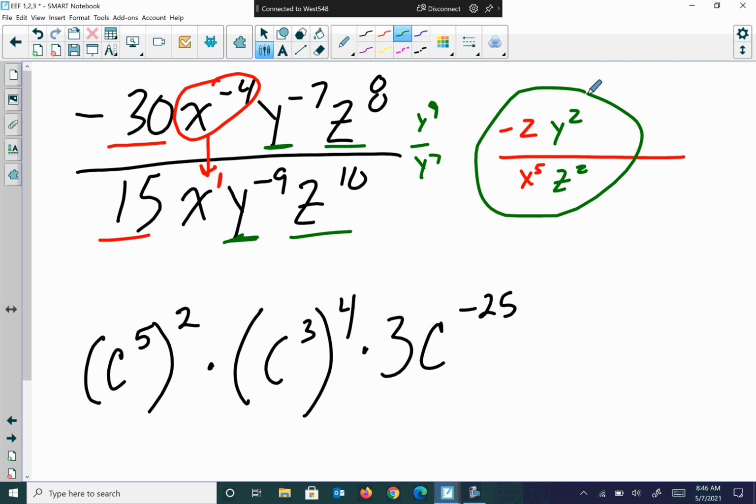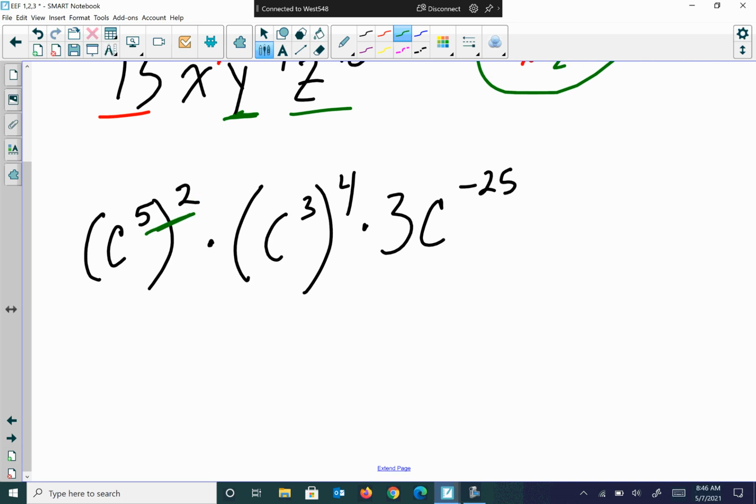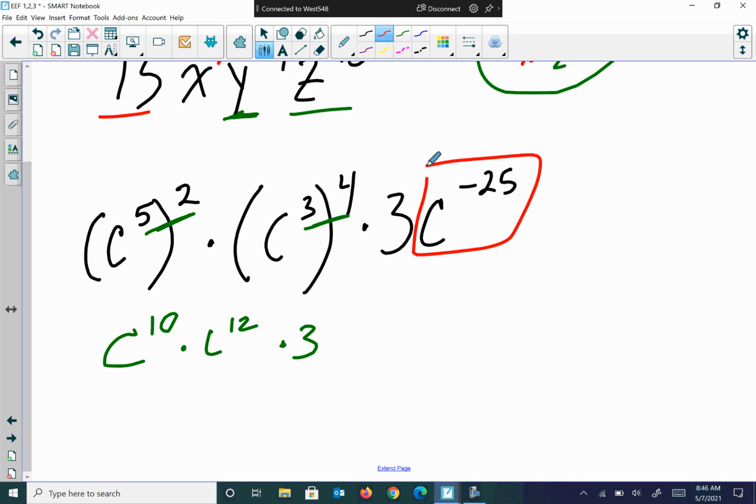Okay. Not the worst thing ever. Power to power, we do what with the exponents? Multiply. Oh, and then I got this 3. It's just kind of an arbitrary 3. What is this going to do? It's going to move. Move where? Yes. So it's going to make its own colony. So I get this.